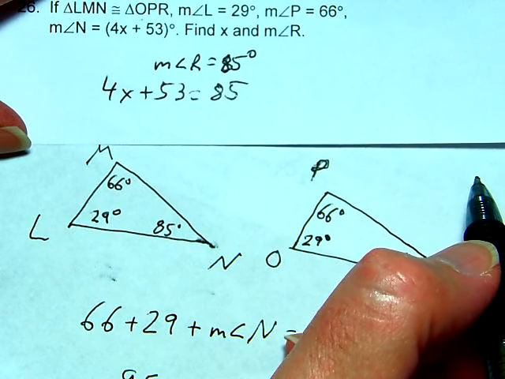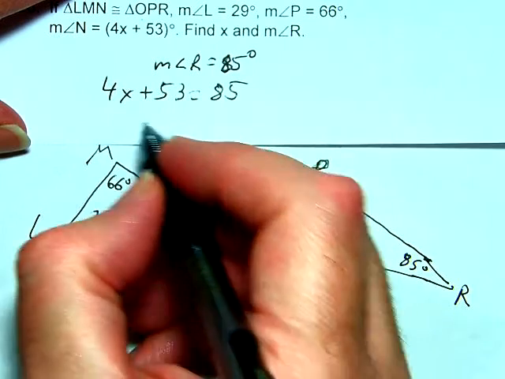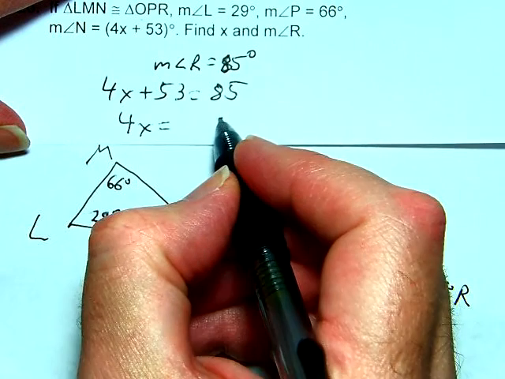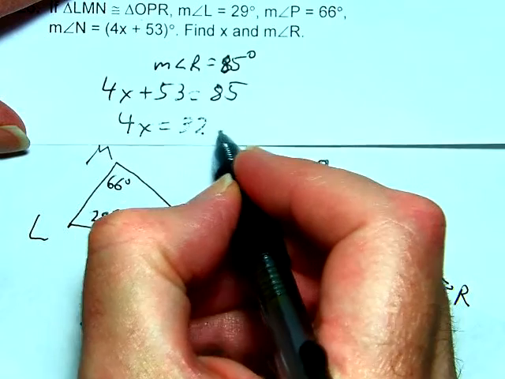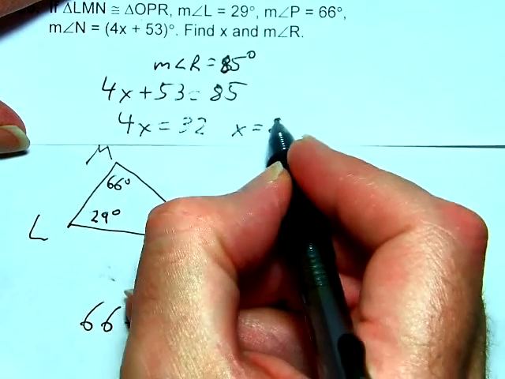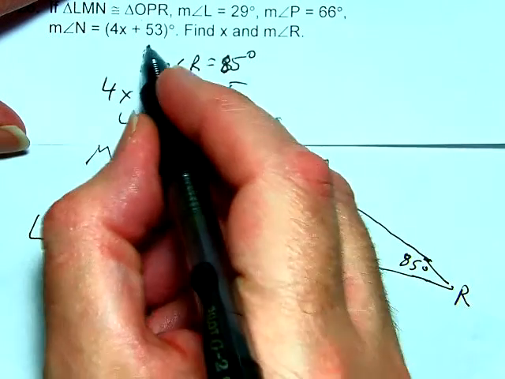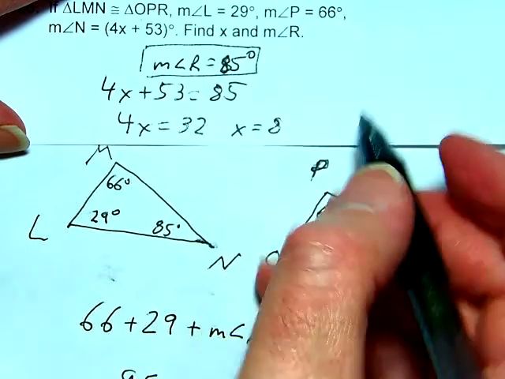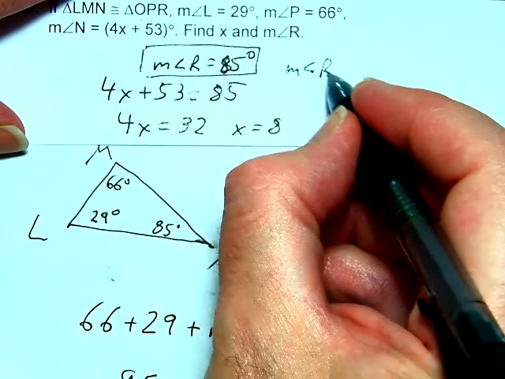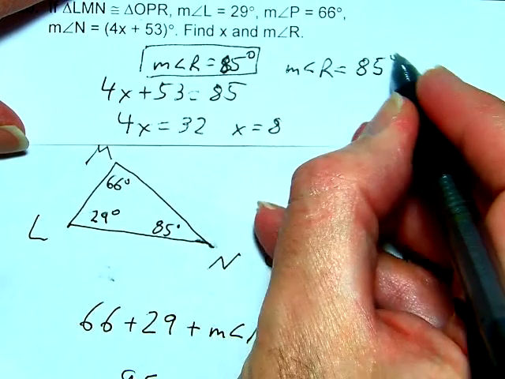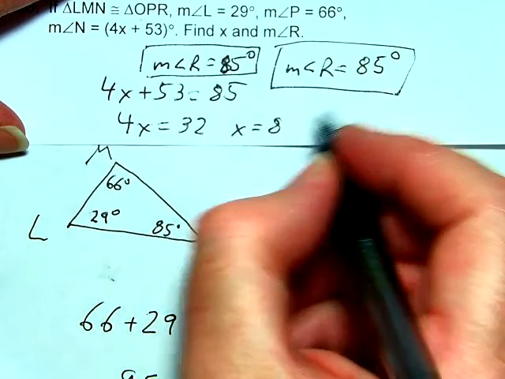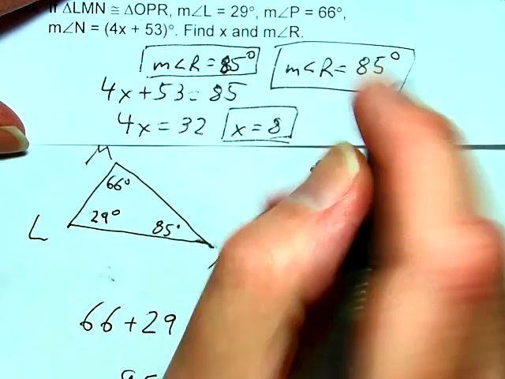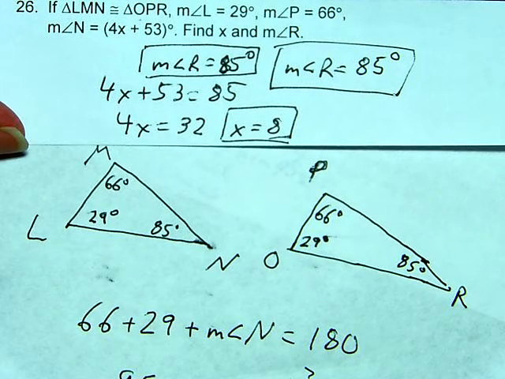So 4x plus 53 is equal to 85. If we subtract 53 from both sides, that gives us 4x is equal to 32, or x is equal to 8. And we're done. The measure of angle R is equal to 85 degrees. I'll draw that out again to make it really clear in case the pen wasn't that clear. Measure of angle R is equal to 85 degrees, and x equals 8. So that solves this problem, and we're done.